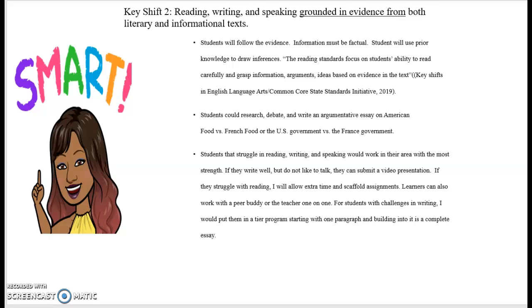For students with challenges in writing, most of the time this is an ESL student, English as a second language. I've started them with a tier program where we'll build paragraph development by starting with one paragraph at a time until we can get to an essay.